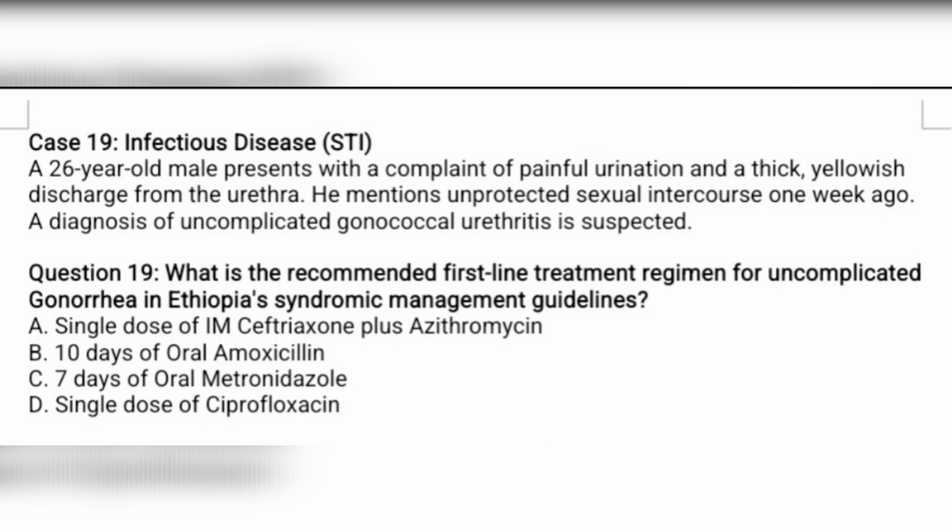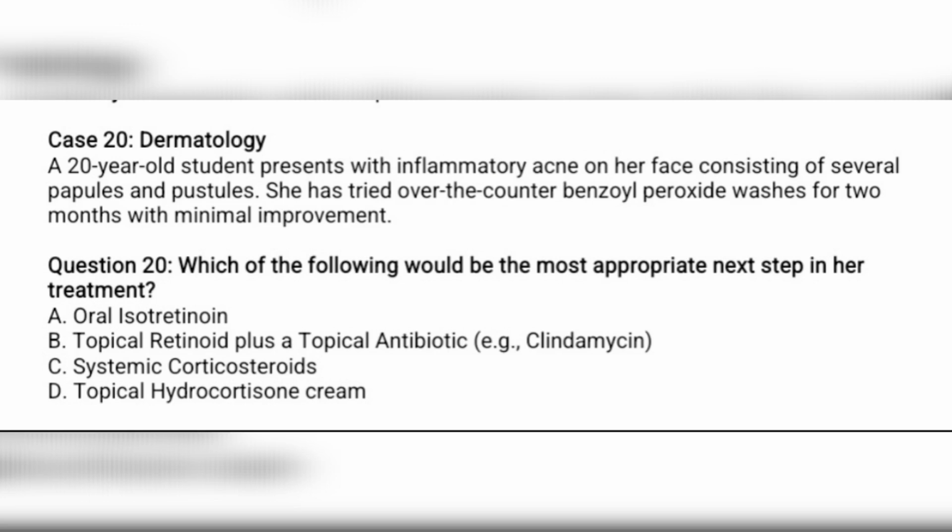Explanation. Dual therapy is used to treat gonorrhea to cover potential co-infection with chlamydia and to slow the development of antibiotic resistance. Case 20. Dermatology. A 20-year-old student presents with inflammatory acne on her face, consisting of several papules and pustules. She has tried over-the-counter benzoyl peroxide washes for 2 months with minimal improvement.